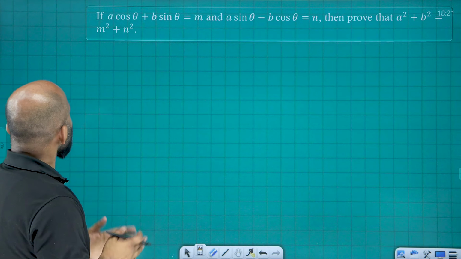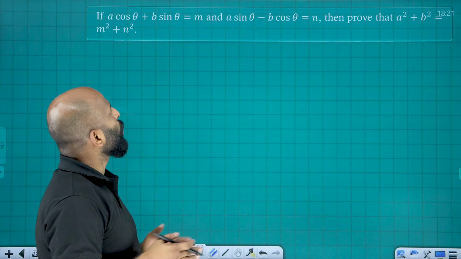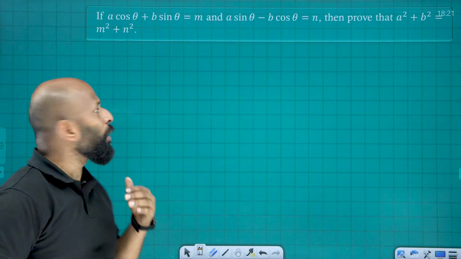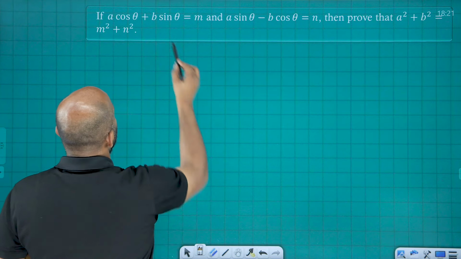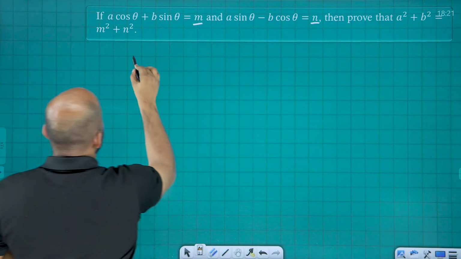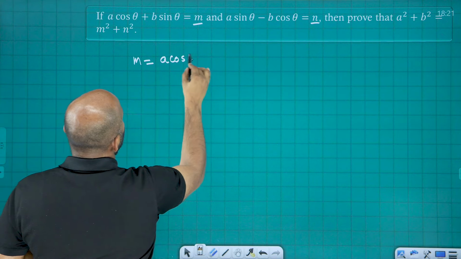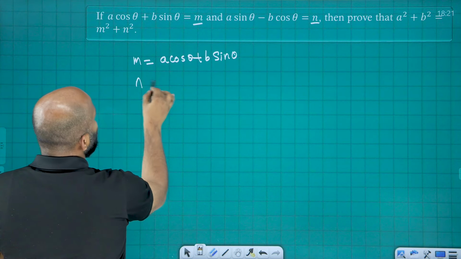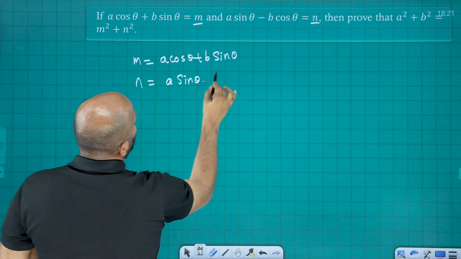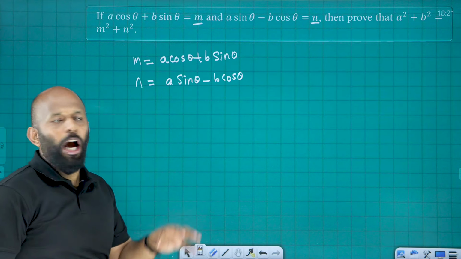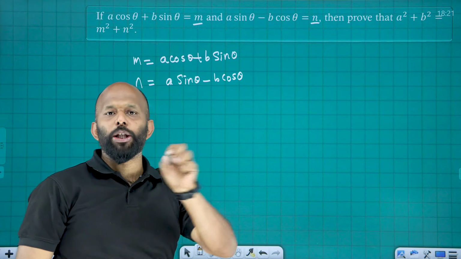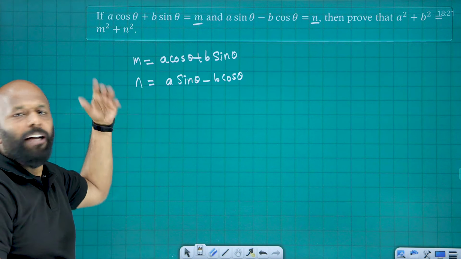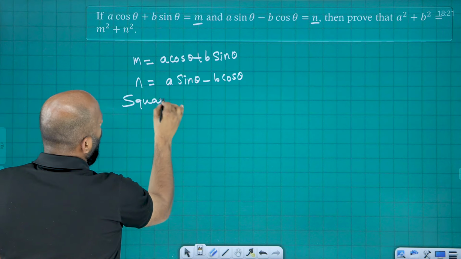Our next question is, if a cos theta plus b sin theta is equal to m and a sin theta minus b cos theta is equal to n, then prove that a square plus b square is equal to m square plus n square. So here m and n values are given. M is equal to a cos theta plus b sin theta. N is equal to a sin theta minus b cos theta. Now we need to prove that m square plus n square is equal to a square plus b square. So what we can do here is square both sides and add.